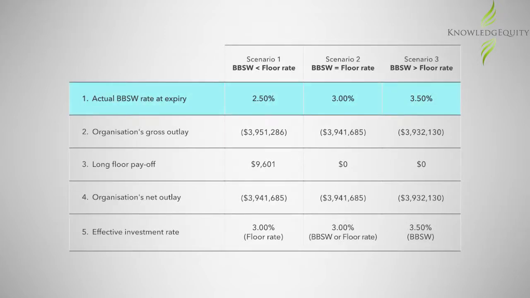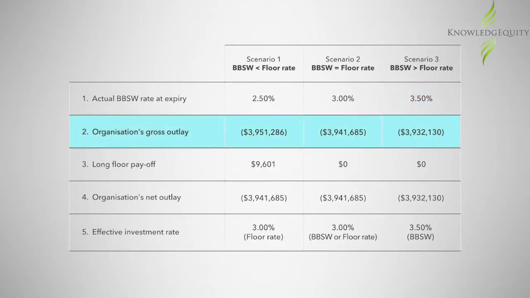Item 1 is the BBSW rate that applied at maturity of the floor and the start of the actual 180-day investment period. In scenario 1, the actual BBSW is lower than the floor rate. In scenario 2, the actual BBSW matches the floor strike rate of 3%, while in scenario 3, the BBSW is higher than the floor rate.